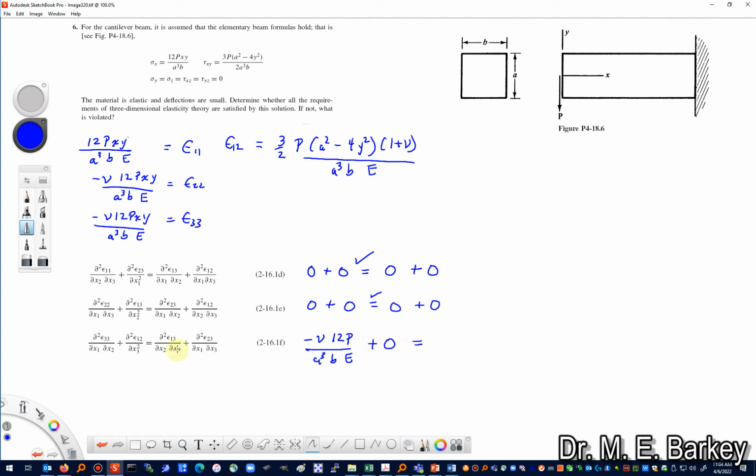And then we have the second partial derivative of epsilon xz. Well, there's no epsilon xz, so that is 0. And then finally we have the second partial derivative of epsilon 2, 3 with respect to x and z, and there is no epsilon 2, 3. Okay, so we have found a violation here. So compatibility not satisfied.